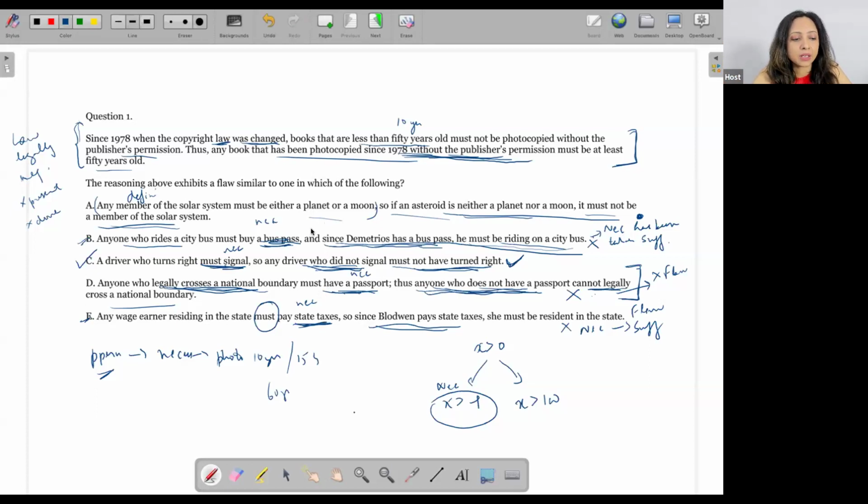Okay, any other issue in this question? Should we move?